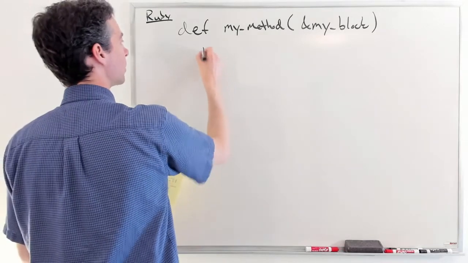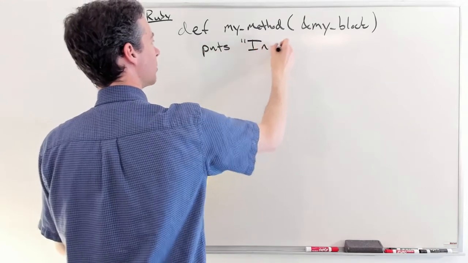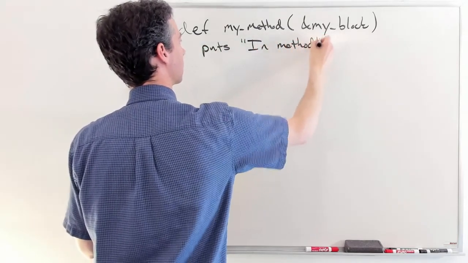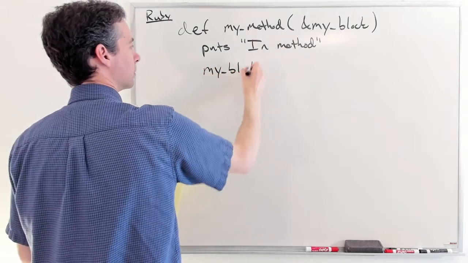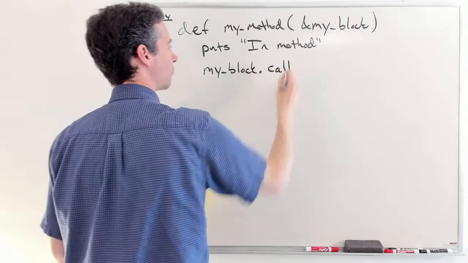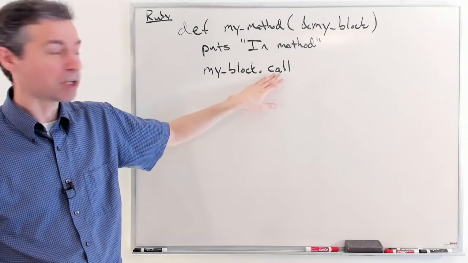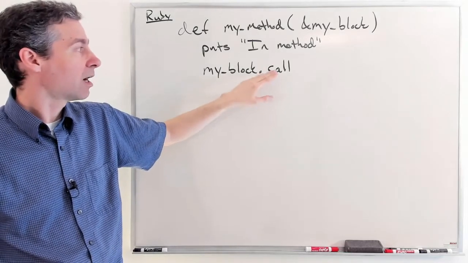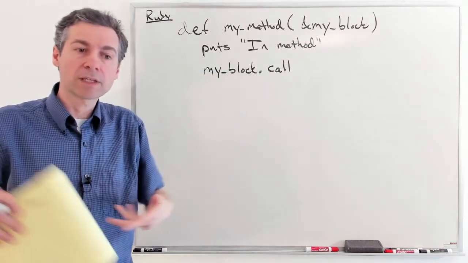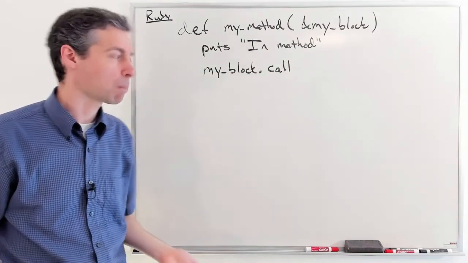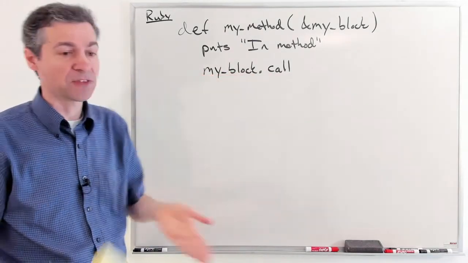And then in this method, we're going to say puts. To help us keep track, we're going to say we're in the method. And then we're going to do my_block.call. It's a special Ruby notation to say we want to call this block, call like we want to call a function. Okay, so I want to call this thing as if it is a function.